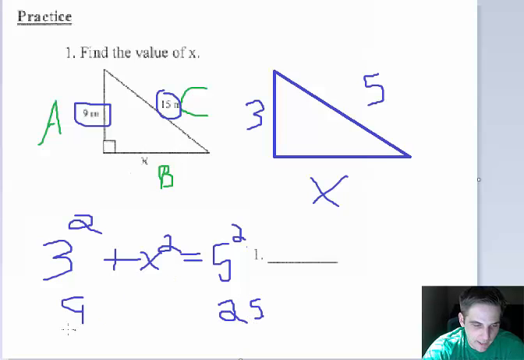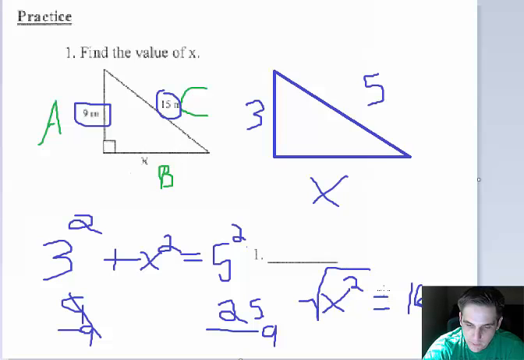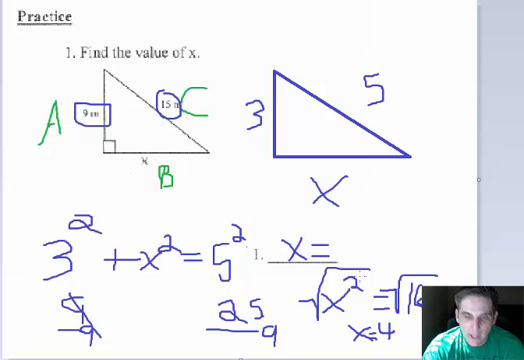Alright, you guys solve for x, so I'm going to subtract 9, move it over, subtract 9. That's going to equal 16, so x squared equals 16, and then square root, and x equals 4. That's what you're going to find here, x equals 4. But here's the problem with this one. This trick makes things a lot easier with the numbers, but if you say x equals 4, you're going to get it wrong.